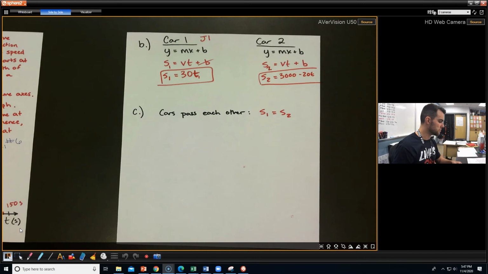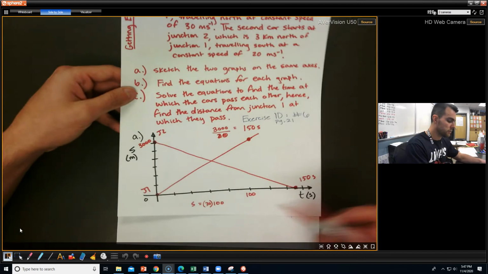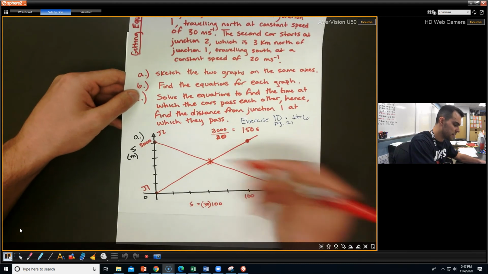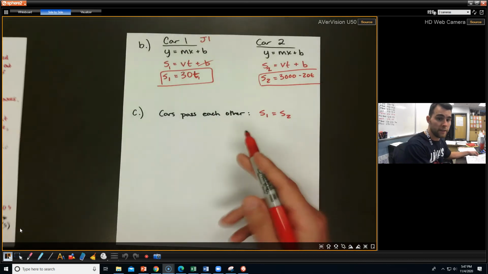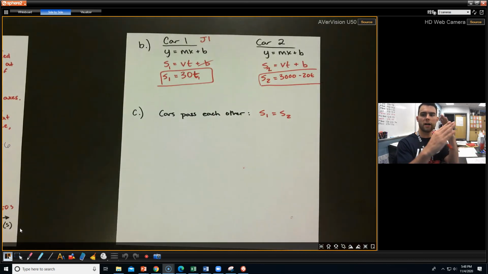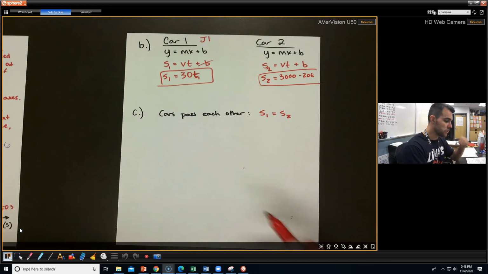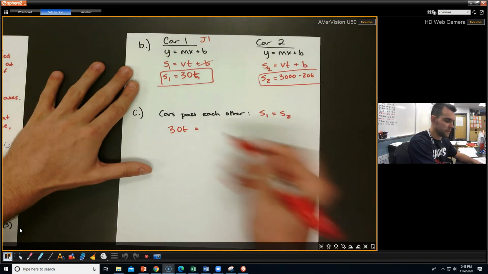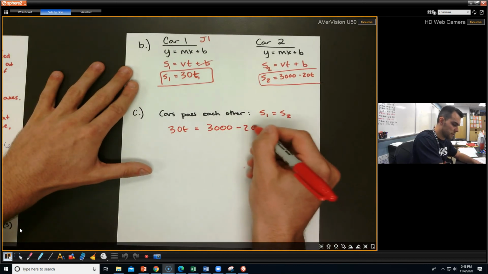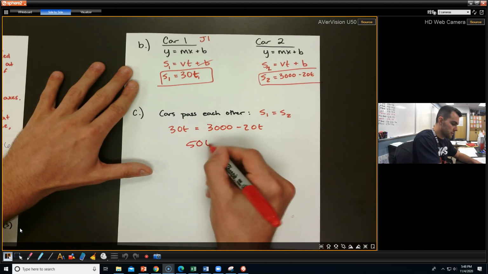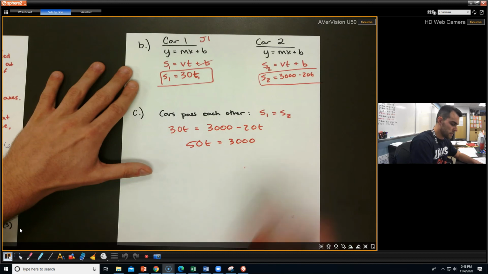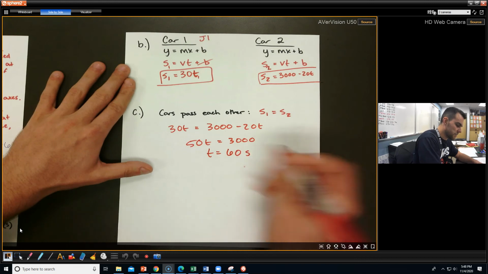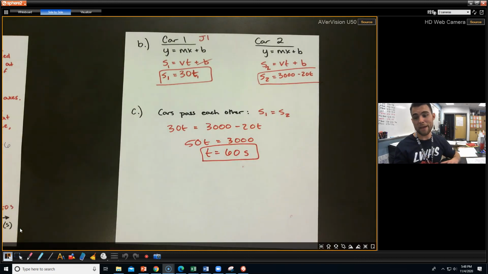And finally, part C tells me to find the time at which they cross each other. It's looking about right there, but our graph's not perfect. This is probably the best way to do it. We know they're going to cross where their displacements are the same. So I can put 30t equal to 3,000 minus 20t. Add my 20t over, 50t equals 3,000. And so we end up getting t equals 60 seconds. That is when they pass each other.